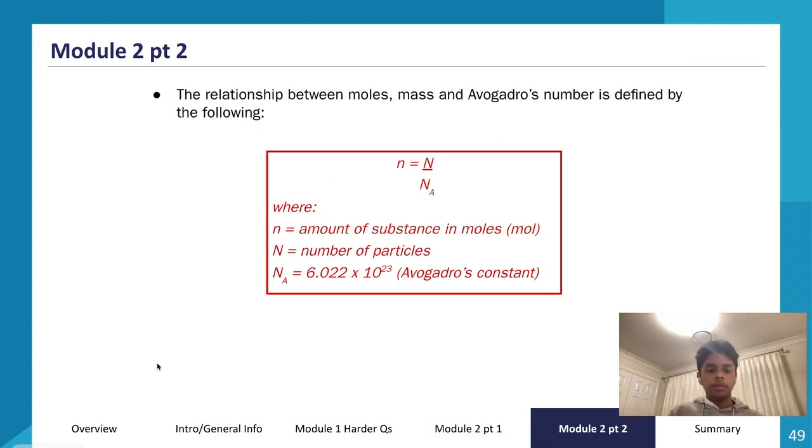Now let's go through a quick summary of the relationship between moles, mass and Avogadro's number, which is defined by this equation. If I want to find how many particles are in 1.5 moles of sodium, I would say 1.5 times 6.022 times 10 to the power of 23, to get 9.033 times 10 to the power of 23 particles within 1.5 moles of any substance.